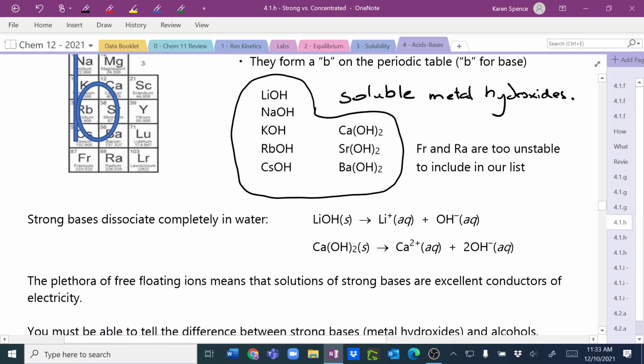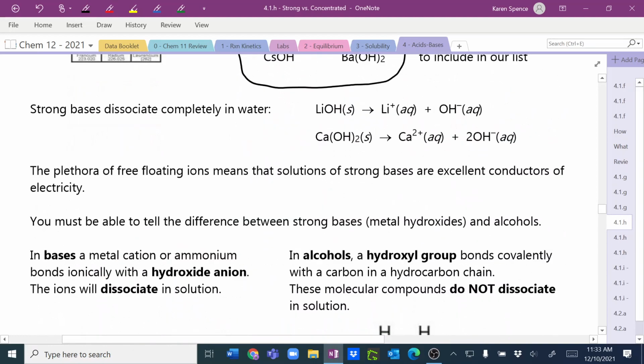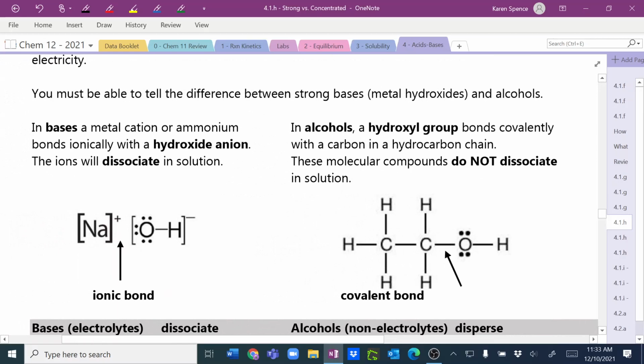Okay. Strong bases dissociate completely in water. We talked about that. Now, just one last thing, because I noticed a few people were having issues with this. Do you know how to tell the difference between a base and an alcohol? They both contain OH. In bases, the hydroxide is paired with a metal cation or ammonium, and we have an ionic bond.